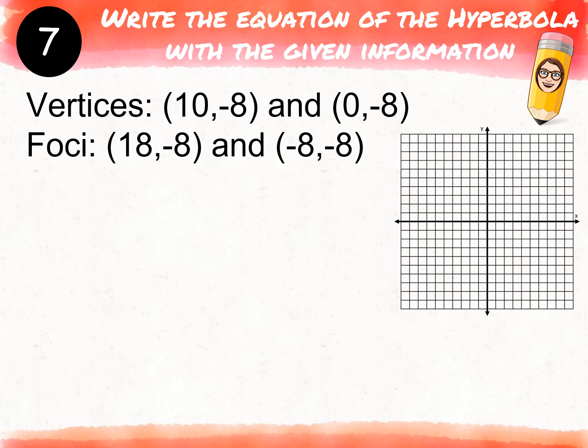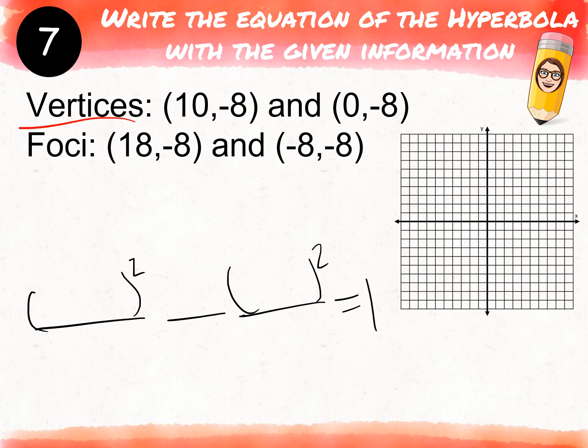So again, personal preference. Let's start with vertices. Nope, I lied. Let's start with setting it up because that's what I recommend. Making sure you got that so you can just fill in the blanks as needed. All right. Vertices are at 10, negative 8, and 0, negative 8. So that kind of gives me this picture, right? If those are my vertices, we're going left to right. What that means is my x comes first.